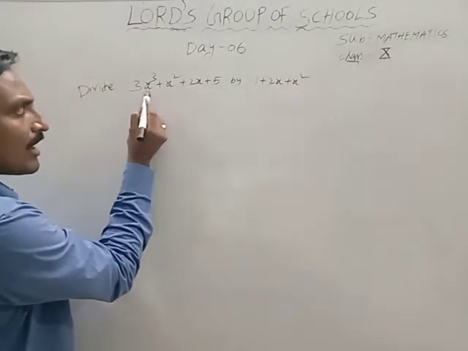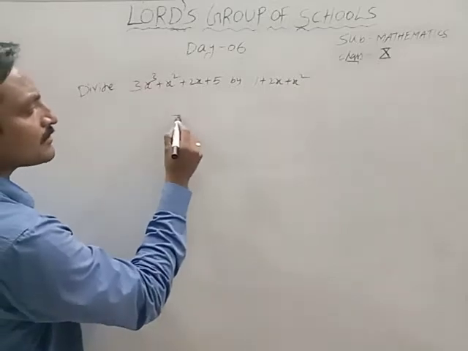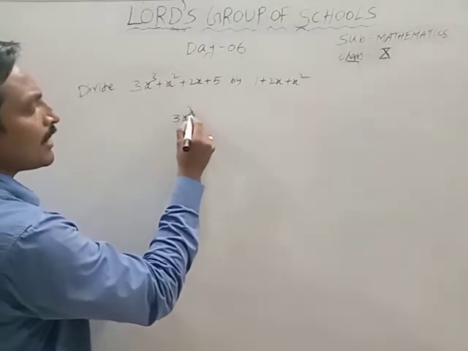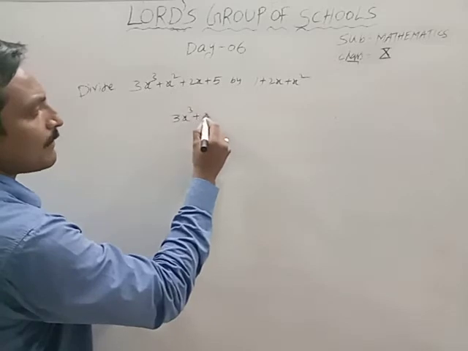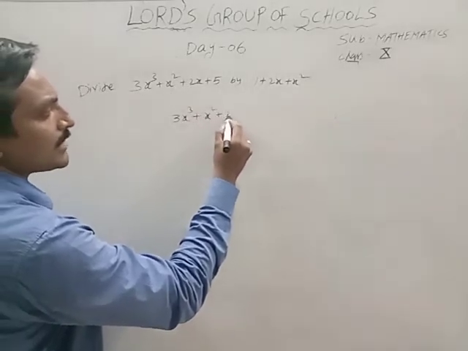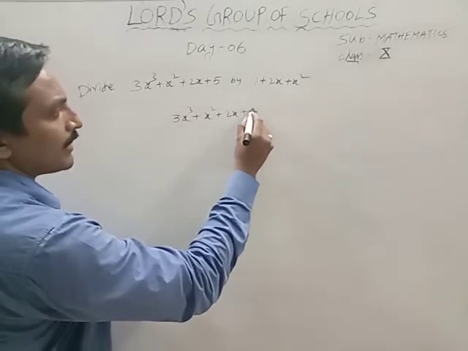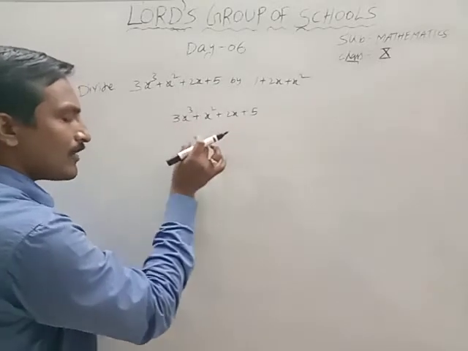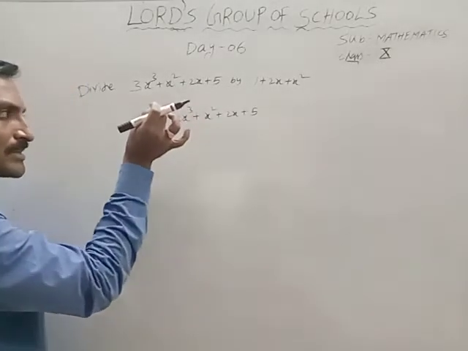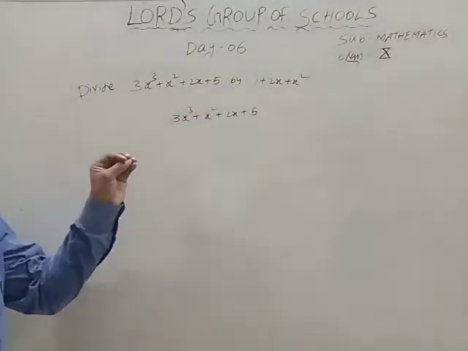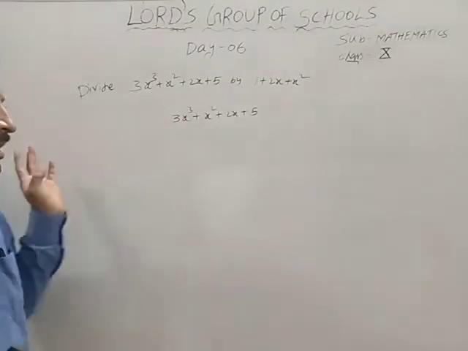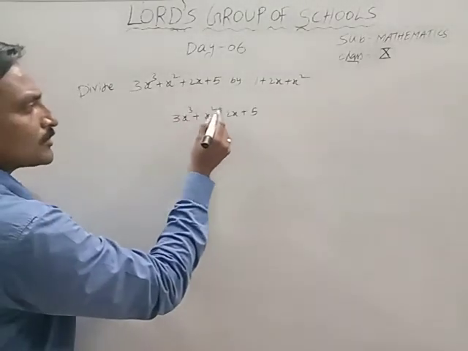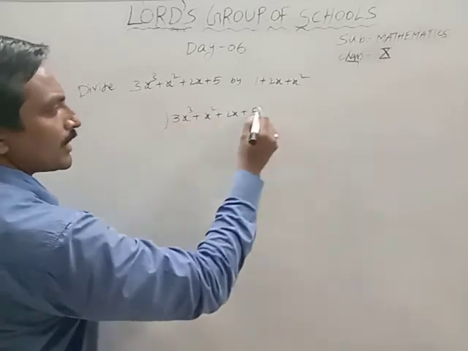In a dividend, you have to write the highest power first: 3x cube, next x square, next 2x, next 5. When writing in order, if any particular term is missing, you have to take 0 in that place. Now all the terms in order are there, so not a problem.